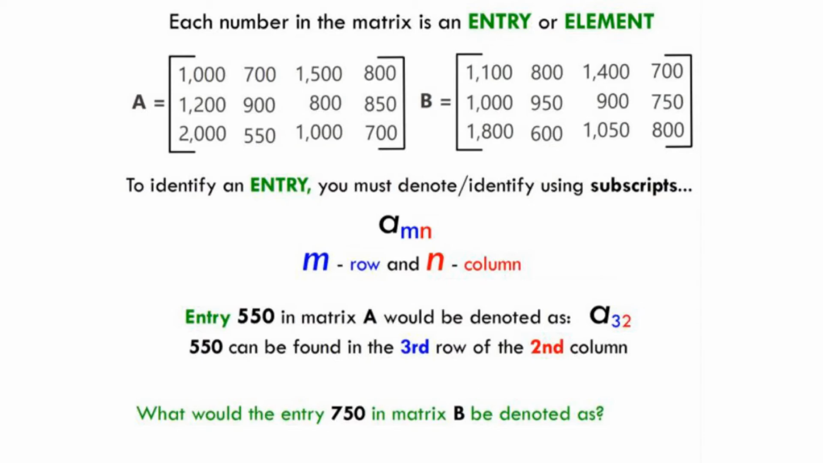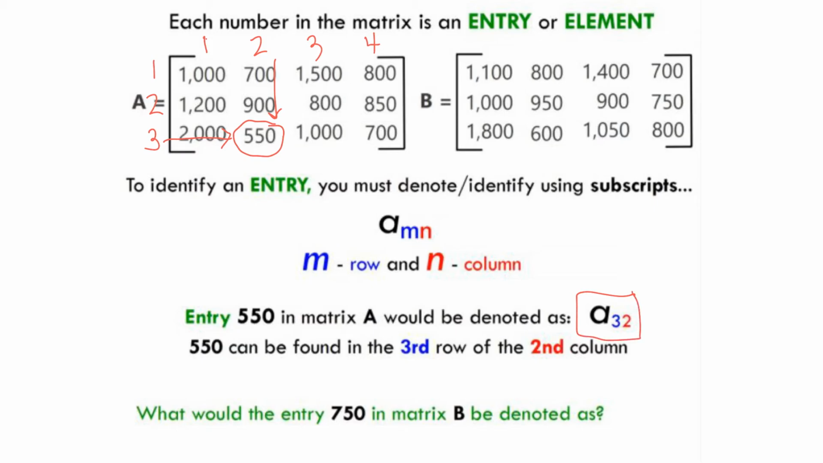If we look at the entry 550 that's in matrix A, we would denote that as lowercase a subscript 3, 2, because it is in the third row, 1, 2, third row, and it is in the second column. This is the first column, this is the second column, third column, fourth column. So it is in the third row, second column, and we would denote that as just lowercase a 3, 2.